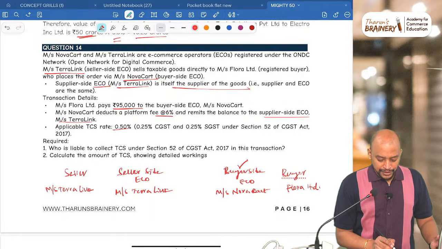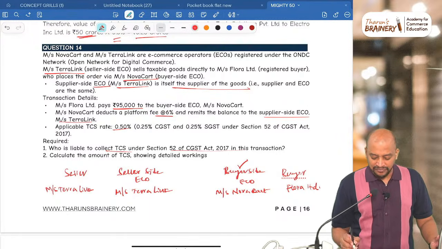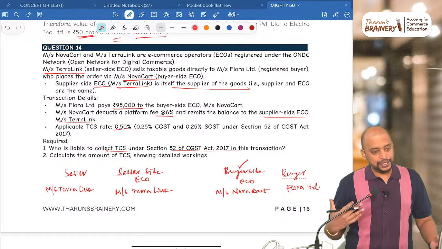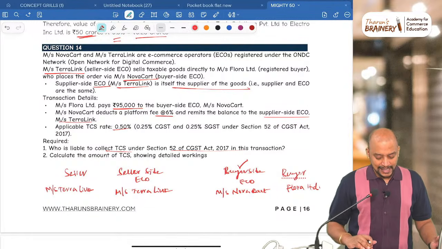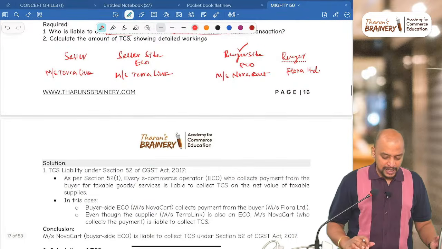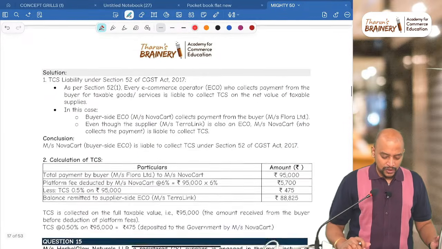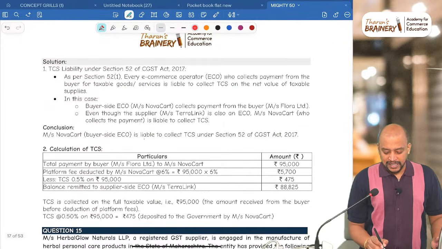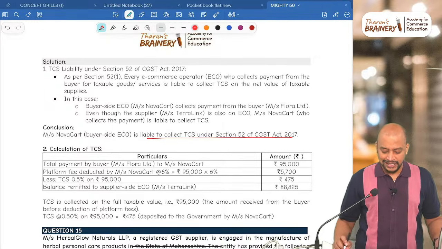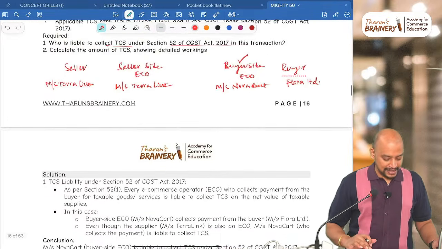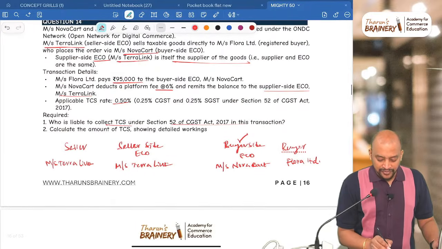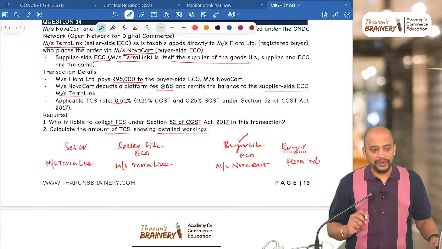Now you are required to determine who is liable to collect TCS under section 52 in this transaction. First you need to write about the clarification. Then in the present case, as the seller and seller side e-commerce operator are the same, the TCS will be deducted by Novacart. So Novacart, the buyer side e-commerce operator, is liable to deduct TCS under section 52. Like that we need to write the paragraph. Then second, calculate the amount of TCS showing the detailed workings.